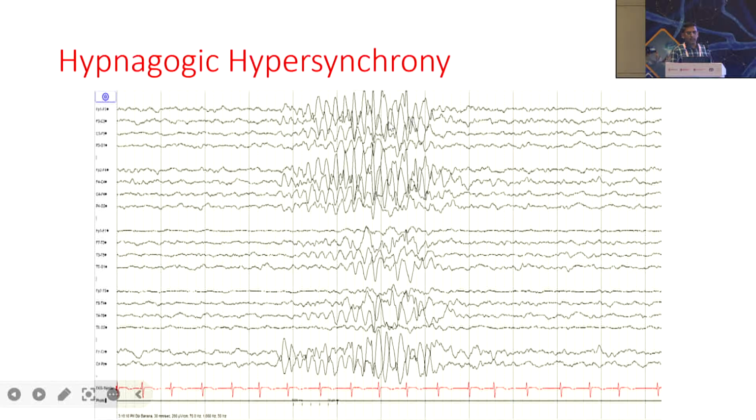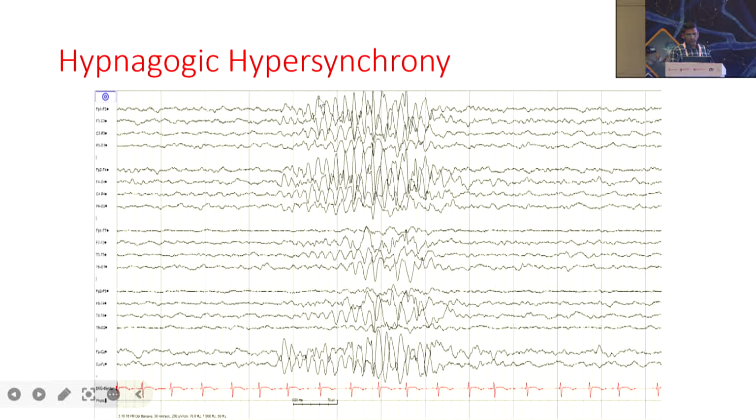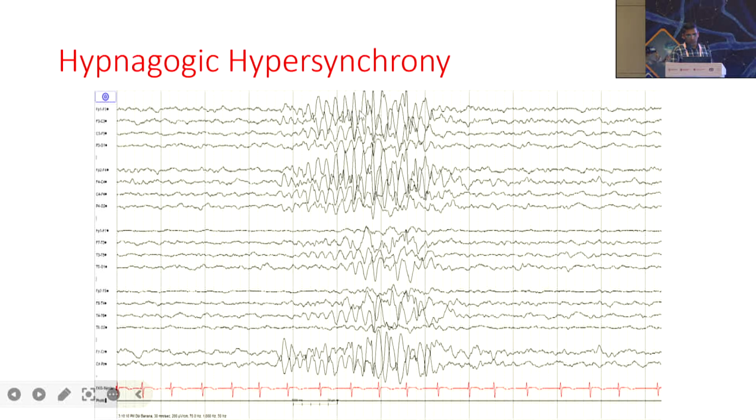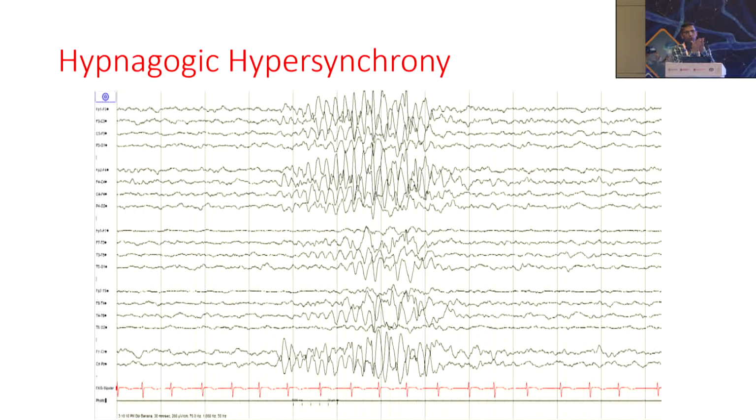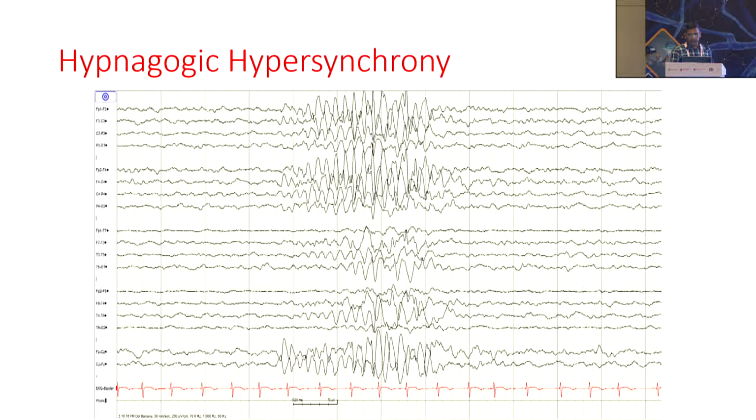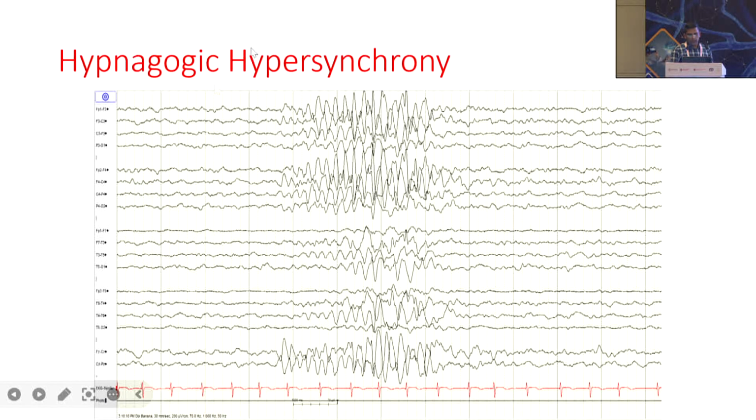So this is also another example of hypnagogic hypersynchrony. If you count them, it is about 1, 2, 3, 4 hertz. So theta range activity, which is more in the frontocentral but can be seen generalized. If your low frequency filter is set at 3 hertz or 5 hertz, they may look very spiky, so you may report them as generalized spike wave. But this is a normal physiological finding in an infant.